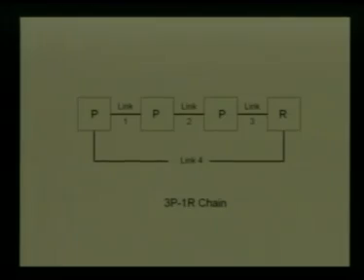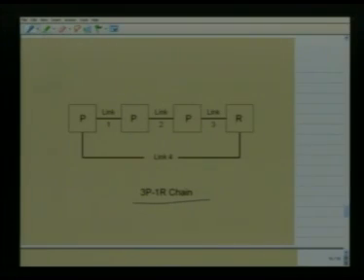So here is an RP-RP chain. Now that we have discussed 4-link planar mechanisms with 2 revolute and 2 prismatic pairs, let me now increase one more prismatic pair instead of a revolute pair. That is, can we talk of a 3P1R chain? As we see, there is a P pair, there is a P pair, there is a link 1 connecting these 2 prismatic pairs. Similarly, link 2 connects these 2 prismatic pairs, and link 3 connects a prismatic pair and a revolute pair, and link 4 connects a revolute pair and a prismatic pair.